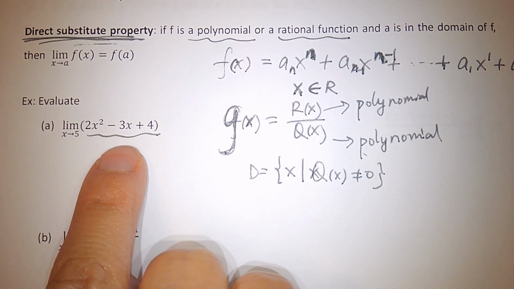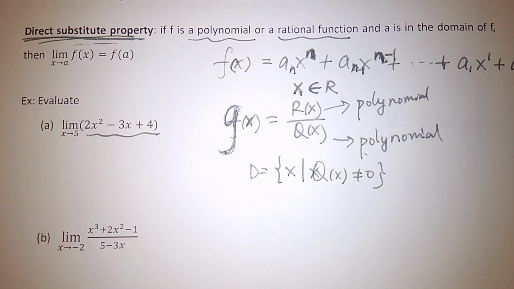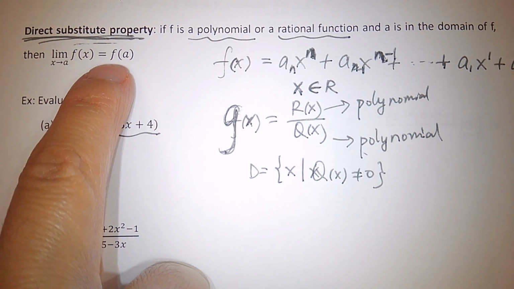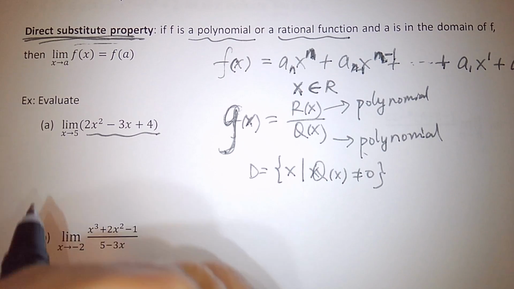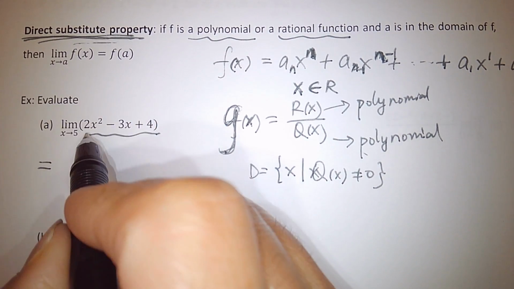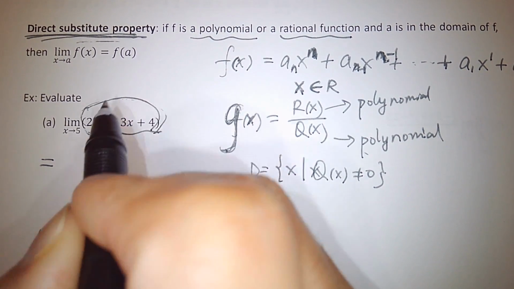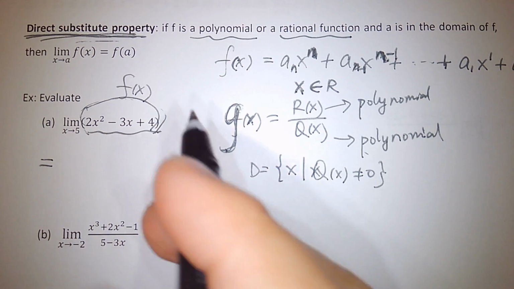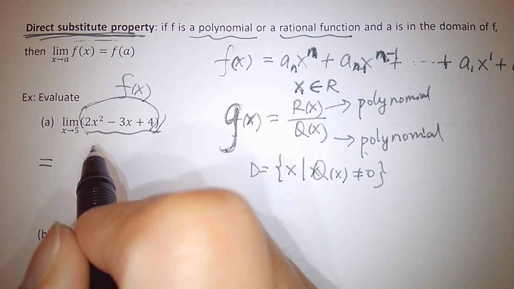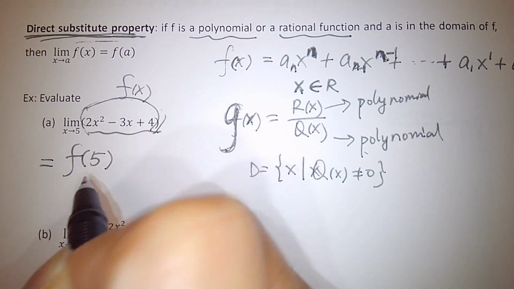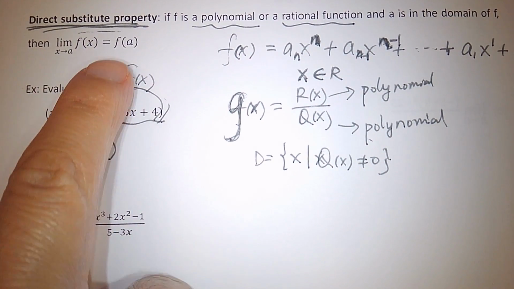What type of function is it? Polynomial, right? So for a polynomial, to find the limit, what do we do? We know the a value is 5, right? And if this is f of x, the limit of f of x when x approaches 5 will be exactly f of 5, right? According to the property.